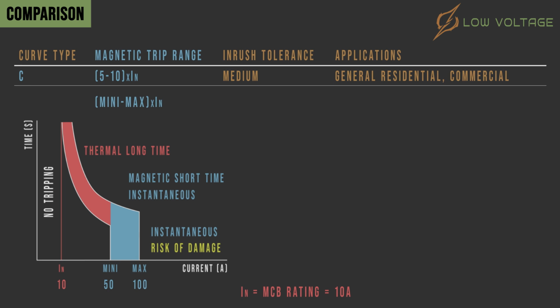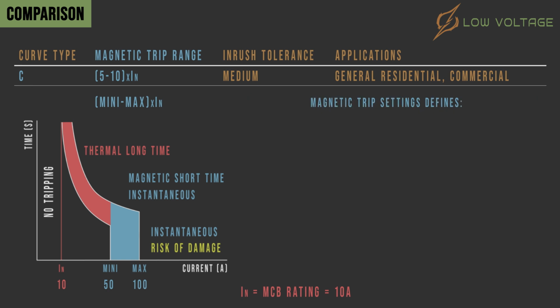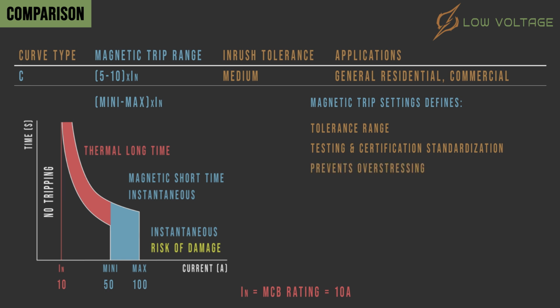The magnetic setting selection also allows inductive loads, like motors, to have startup inrush current below the minimum magnetic value, keeping it outside the magnetic range to avoid unwanted tripping. In other words, since the inrush current is fast, and being in the thermal range that is responsible for the long-time protection, the breaker will not trip instantaneously. If the startup inrush of the motor is within the magnetic range, the breaker will be a nuisance tripping. Now we can say that the magnetic trip settings help us to define the manufacturer's tolerance range. Testing and certification standardization prevents overstressing the breaker mechanism, time-current coordination helps with inrush management, and avoiding nuisance trips.